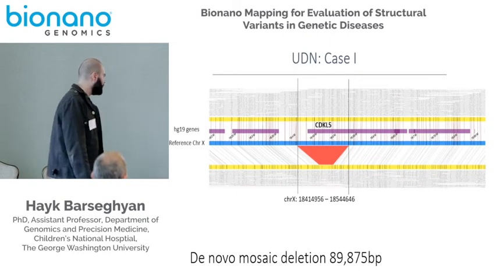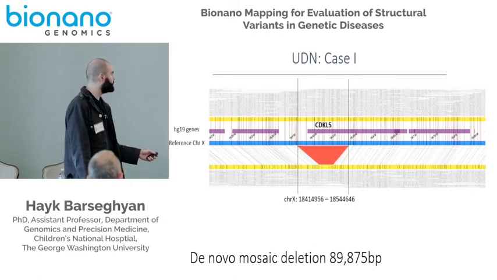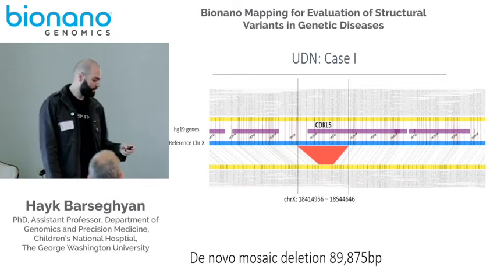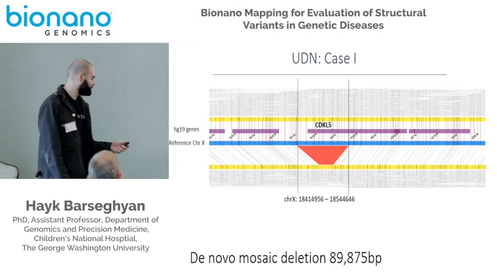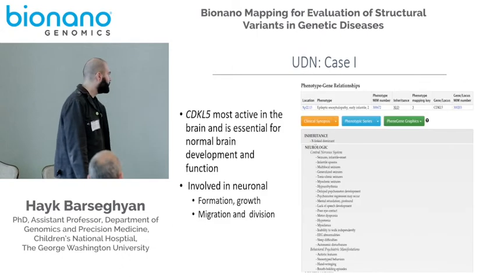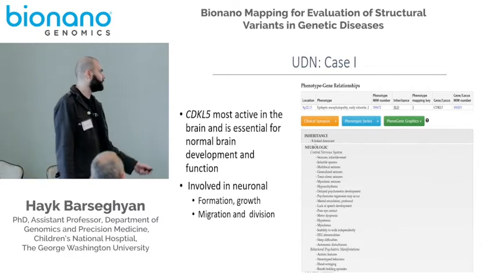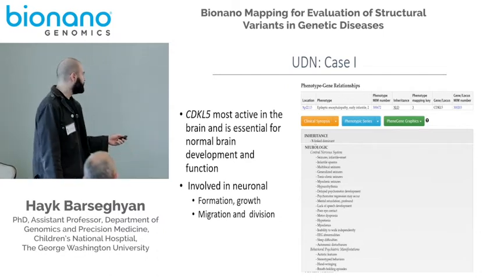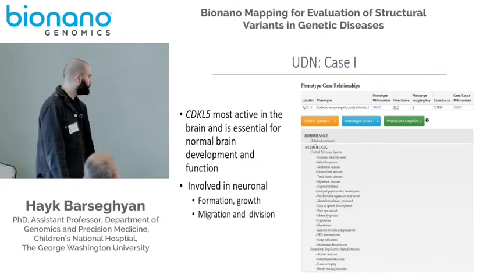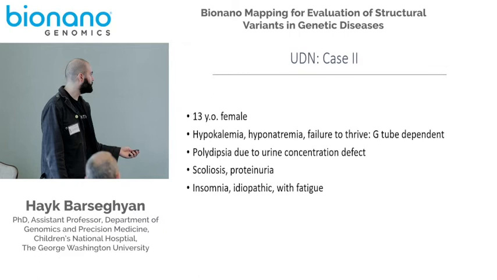So we contacted Bionano support, and we came to the conclusion that this is actually a mosaic variant that takes out the first half of the CDKL5 gene, which has a lot of overlap with the patient's phenotype. So this is a kind of interesting, I would say, X-linked dominant way of diagnosing this case. The CDKL5 gene is most active in the brain and is essential for normal brain development. If you look at OMIM, you'll find all of these things that are present in our case as well. Right now we just need a way to validate the variant, and that should be a good diagnosis.